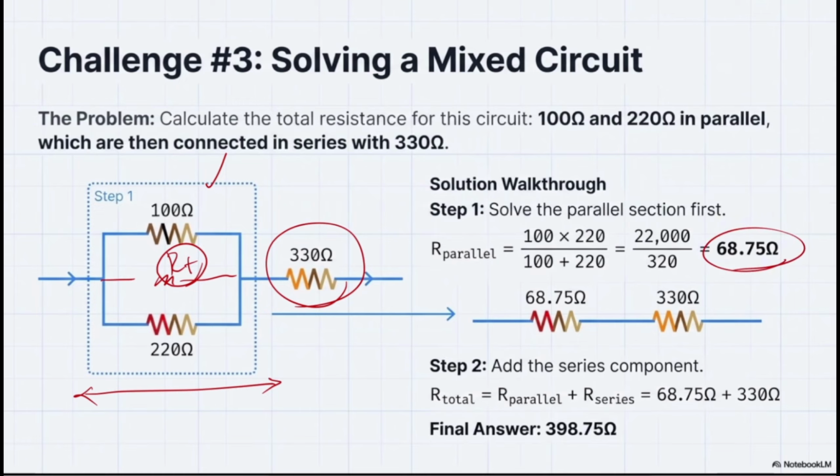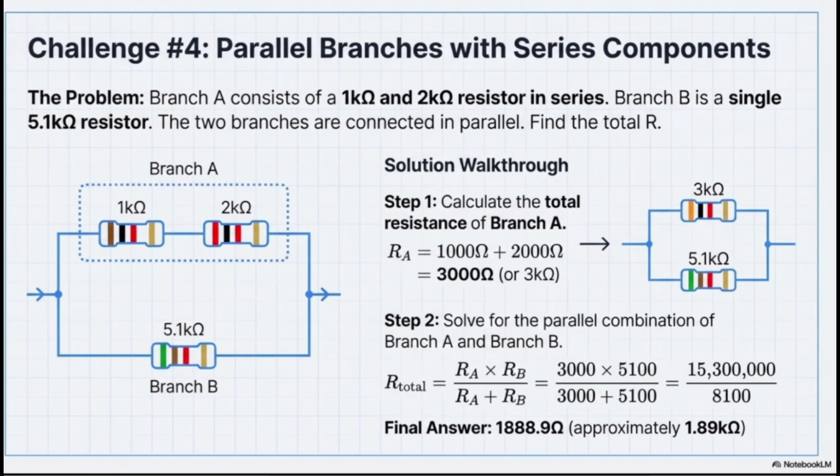It's going to be this value. Then we have to move to the next part. It means that we have to add it with 330. So we do have this guy as our final answer. Simple as that. Let's see another example.